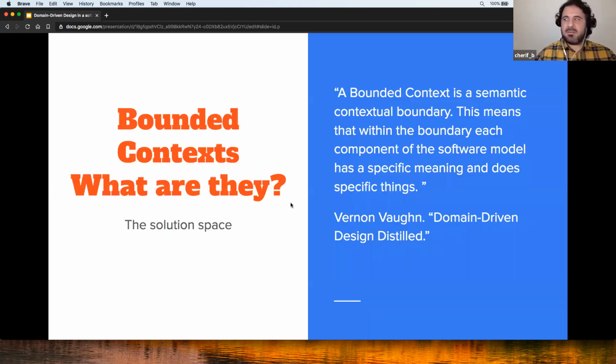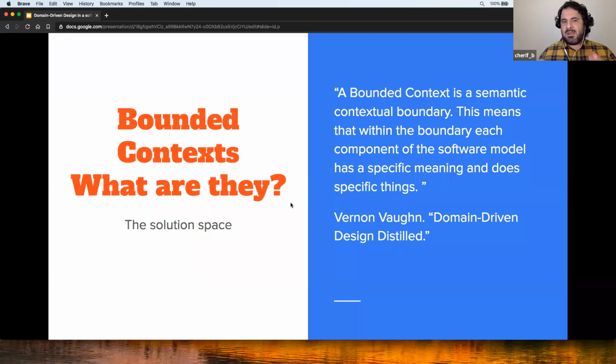And now, what is the bounded context? The bounded context is a semantic contextual boundary. This means that within the boundary, each component of the software model has a specific meaning and does specific things. Maybe it's not really clear. So the bounded context is the solution space. We have the subdomain, which is the problem space, and the bounded context, which is the solution space. So our code will be in the bounded context.